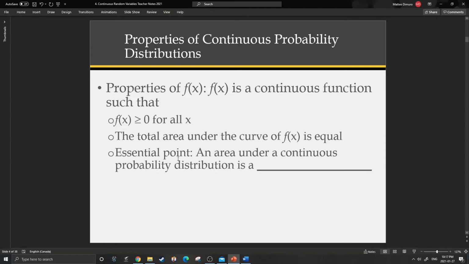So what are some properties of these continuous probability distributions? Well, if you haven't seen this before, it's just the math way of writing a function. So properties of f of x. That's how you read it. So f of x is a continuous function such that the entire function is greater than or equal to 0 for all x. The total area under the curve of f of x is equal to 1. And this is an essential point, and you've heard this one before for probabilities. An area under a continuous probability distribution is a probability, so it's got to be equal to 1.